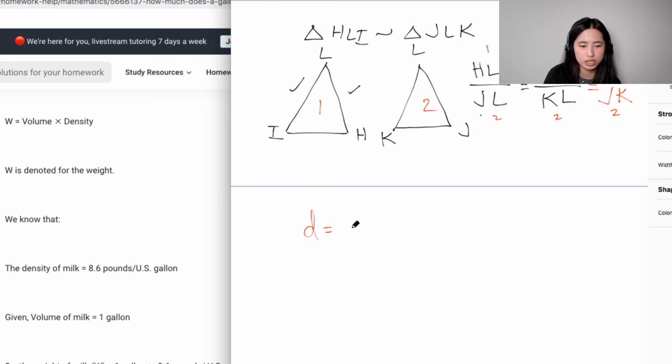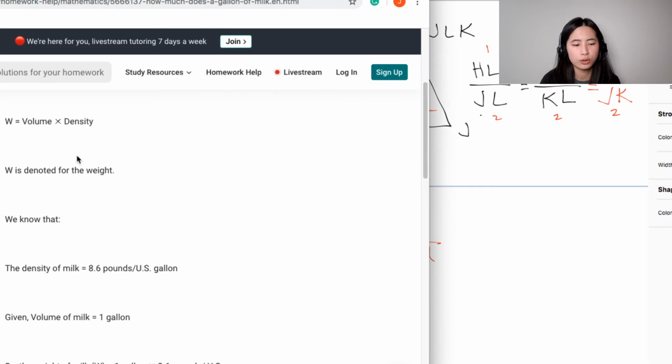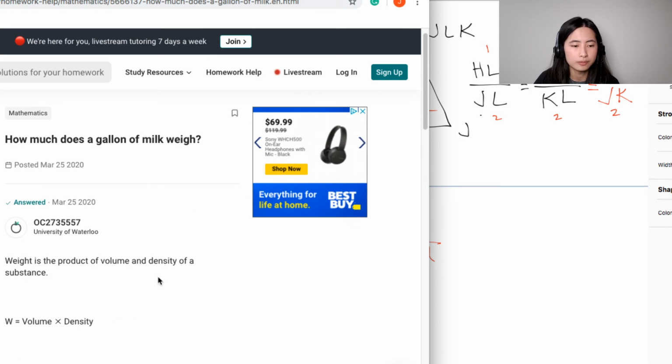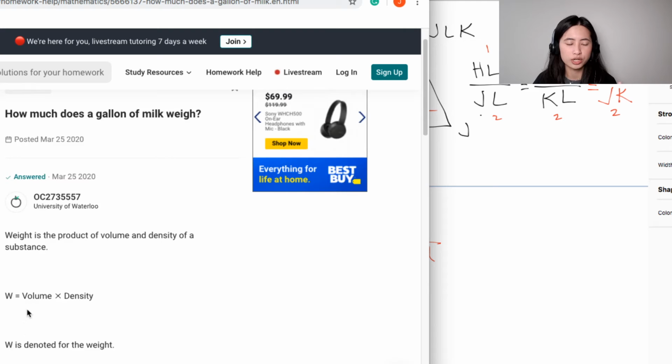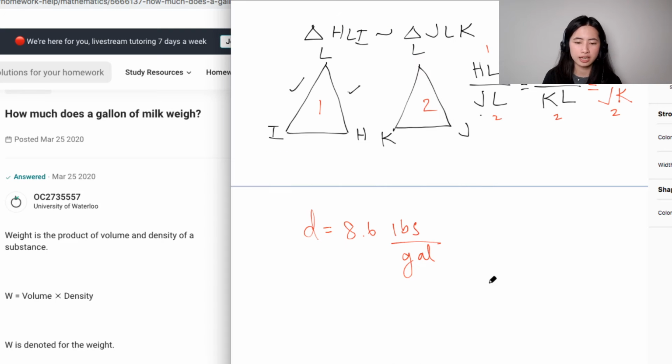So this is density, which is equal to 8.6. This is gallons, and this is pounds. So LBS, I'm just abbreviating pounds to LBS, and this is per gallon. Okay, they actually brought up this equation, which is weight is equal to volume times density.